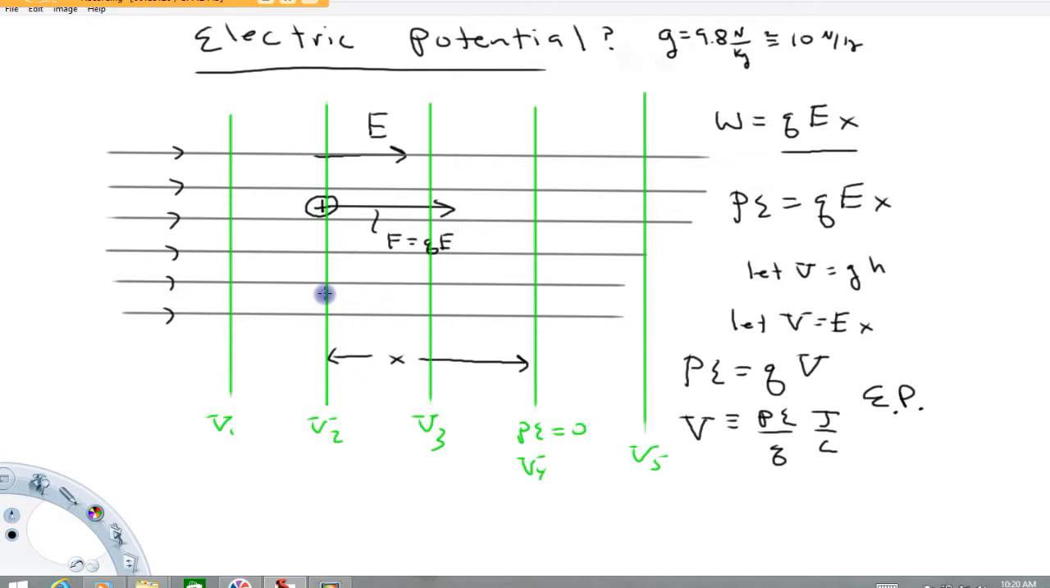All right? And I think that's probably enough for this video. Let me just summarize it like this. What is electric potential? It's potential energy per unit charge, and so therefore it has units of joules per coulomb. 1 joule per coulomb, by the way, has its own special name. It's called 1 volt.